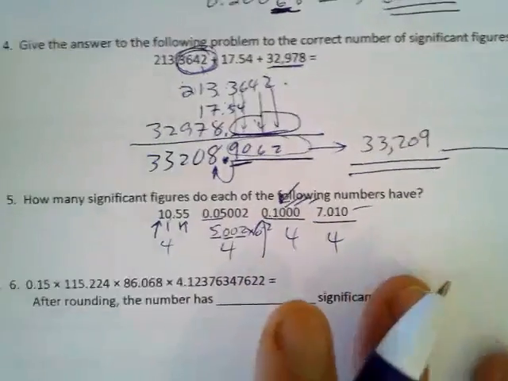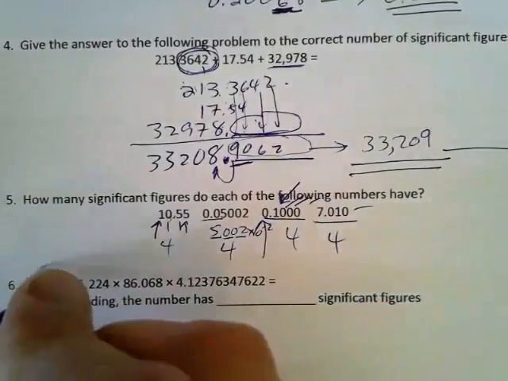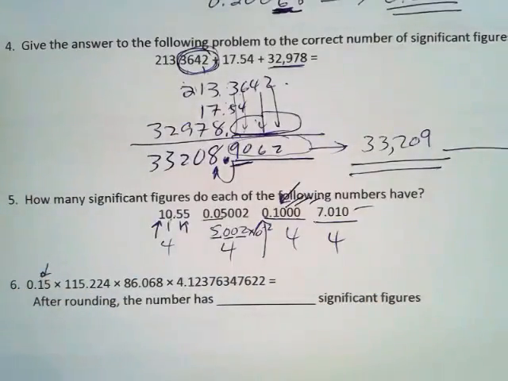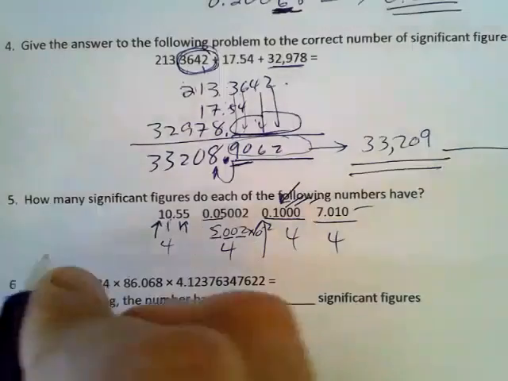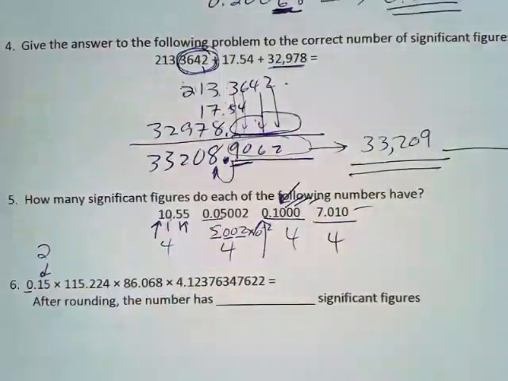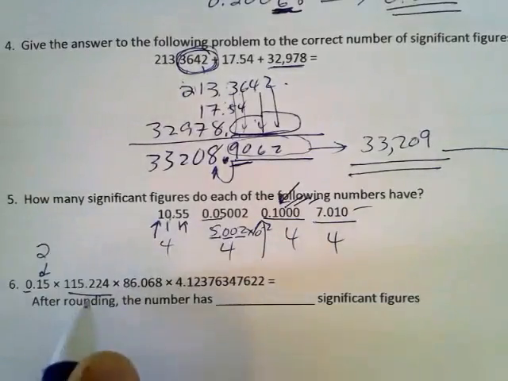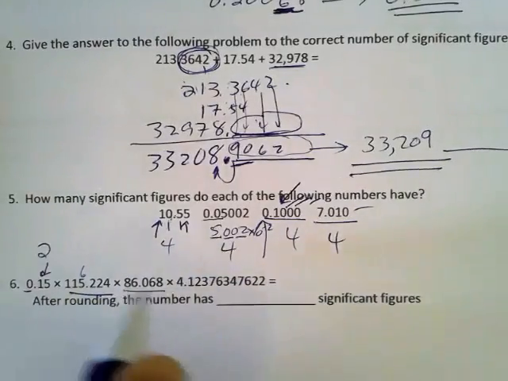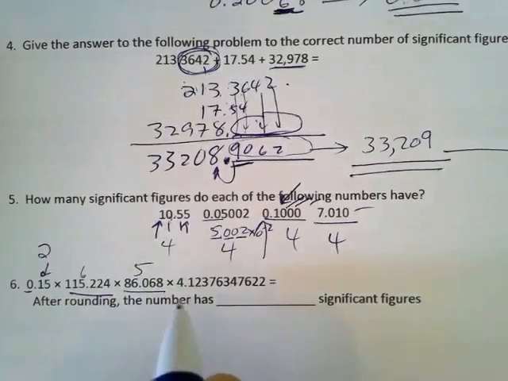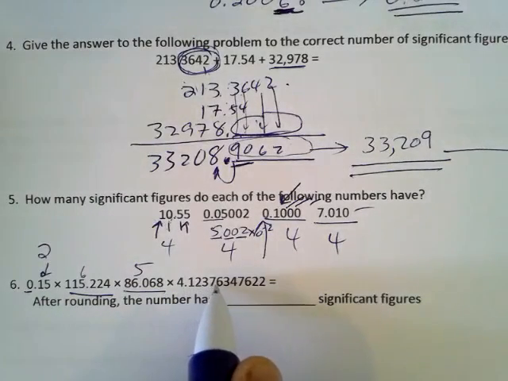Now the next one, we've got 0.15. This has how many sig figs in it? This has 2 sig figs. That initial 0 is not significant. We could rewrite this as 1.5 times 10 to the negative 1. So 2 sig figs. This has 6 sig figs. That has 5 sig figs. And this has 1, 2, 3, 4, 5, 6, 7, 8, 9, 10, 11, 12.